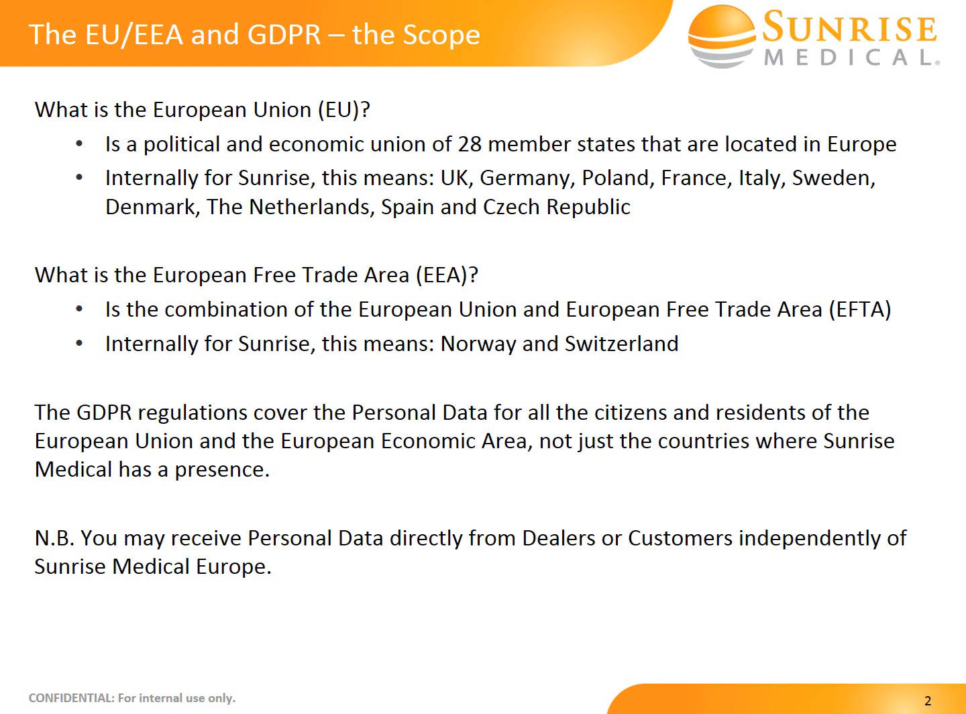So first off, what is the European Union? It is a political and economic union of 28 member states that are all located in Europe. For Sunrise, this means the UK, Germany, Poland, France, Italy, Sweden, Denmark, the Netherlands, Spain, and the Czech Republic. But on top of that, we also have the EEA, which is the European Economic Area. This is a combination of the European Union and the European Free Trade Area. In simple terms, it means the sites in Norway and Switzerland are added to those in the European Union.